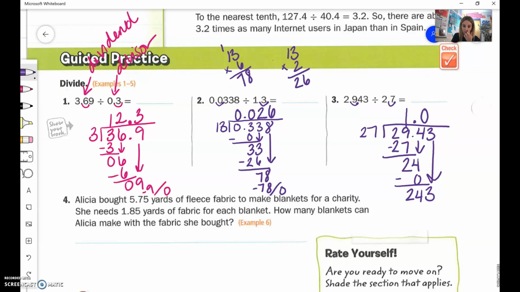243. We're going to have to do some math over here. So 27, let's try 9. So 9 times 7 is 63. 18 plus 6 is 24.